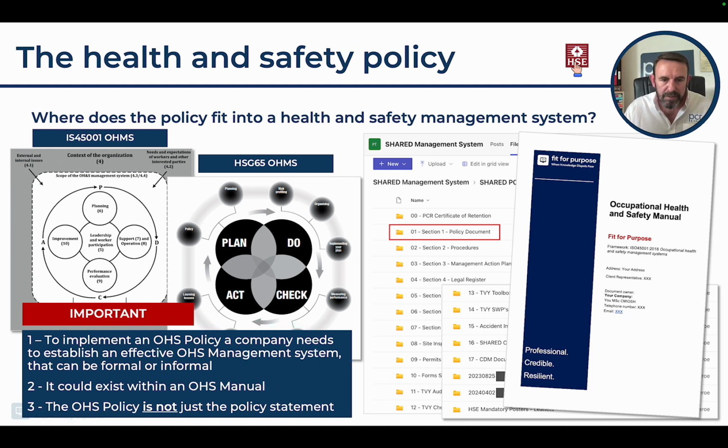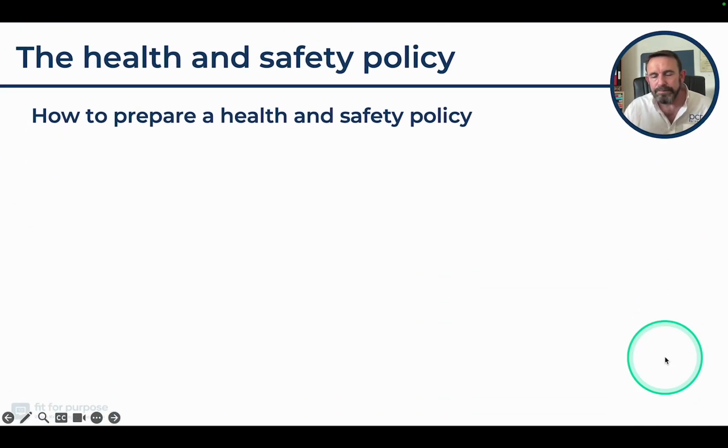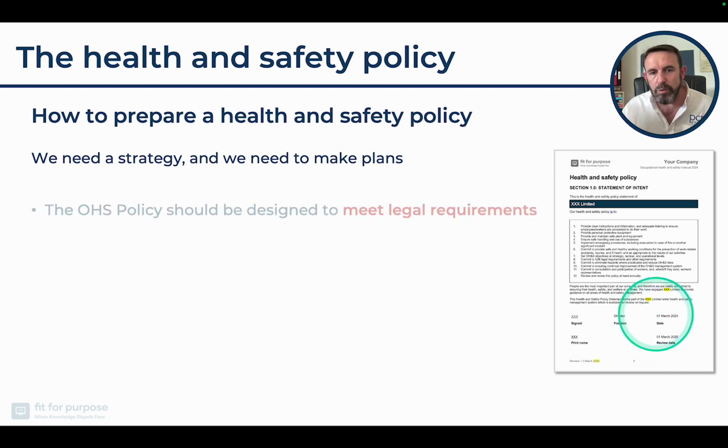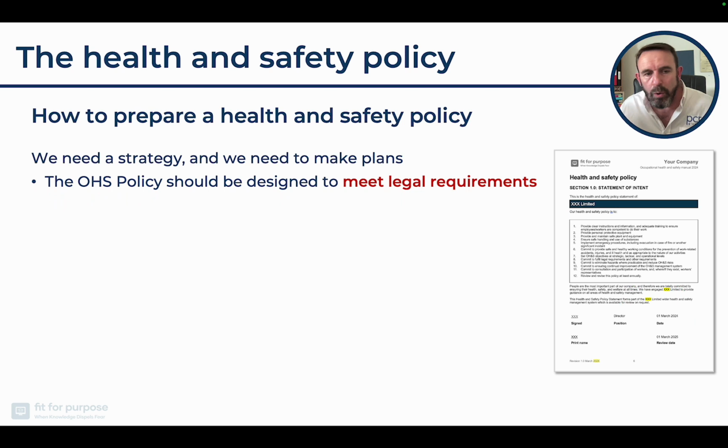That's how we do things, okay? And as I've shown, it could exist within the manual, and the policy is not just that policy statement of intent. Back to preparing. Well, we need a strategy and we need to make plans. That's exactly what we need to do to get this into the organisation. The policy has to satisfy legal requirements. We know there could be manual handling, work equipment, transportation, working at height. So we must make sure that policy is designed to meet legal requirements.